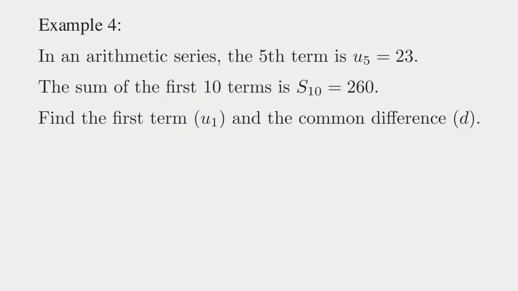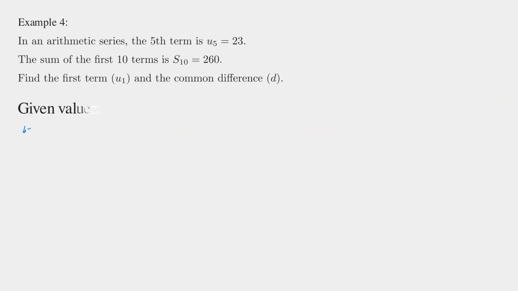Finally, for our fourth example, we have a more involved problem requiring a system of equations. We are told that the fifth term of an arithmetic sequence is u5 equal to 23, and the sum of the first 10 terms is 260. We need to find the first term and the common difference. This type of problem requires us to set up two equations using the formulas from the formula booklet, and then solve them simultaneously in order to find u1 and d.